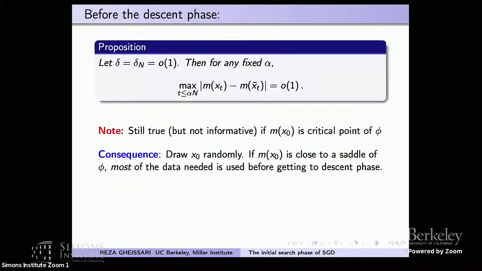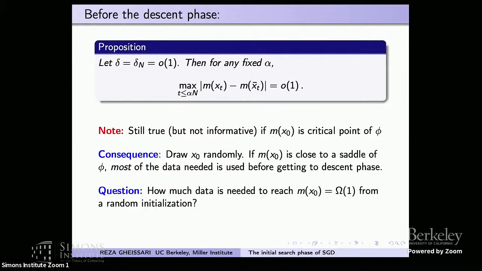And in order to do that, the consequence here is that if I don't draw x_0 randomly, then my correlation starts close to a saddle of phi. And in particular, most of the data needs to be used. So most of the data I need is used already before I get to this kind of law of large numbers regime. So if you want to really understand the system, you also have to understand this first stage.